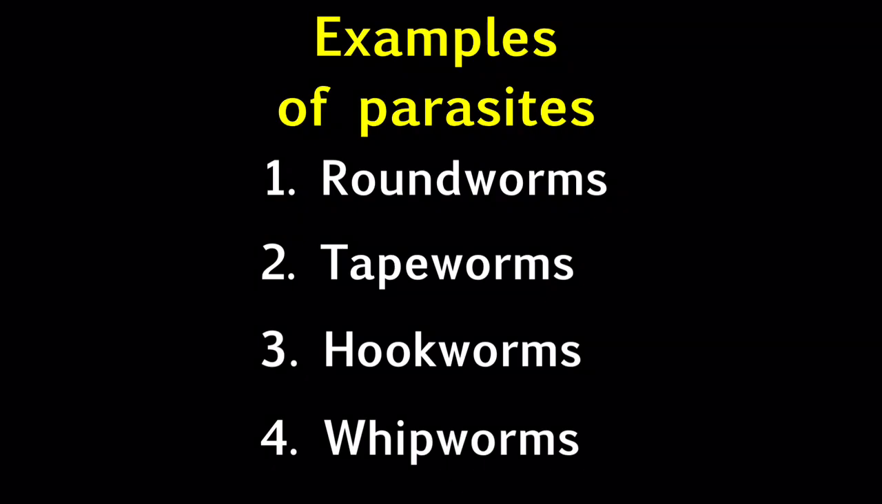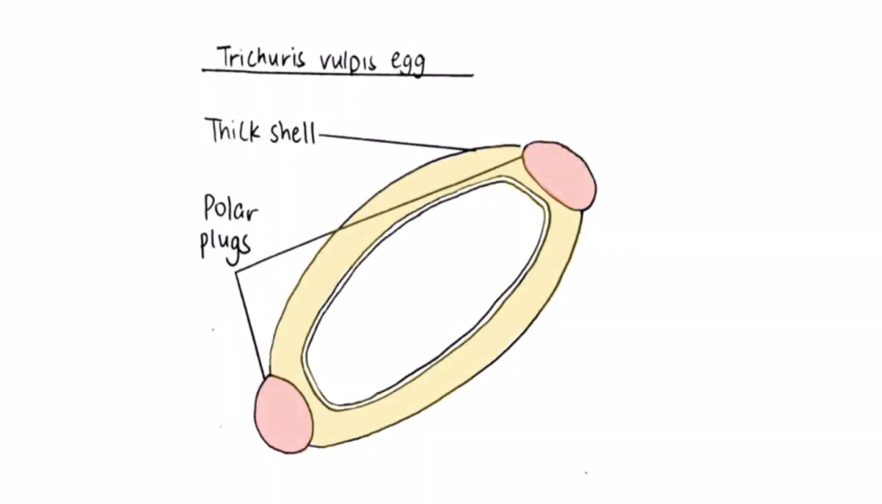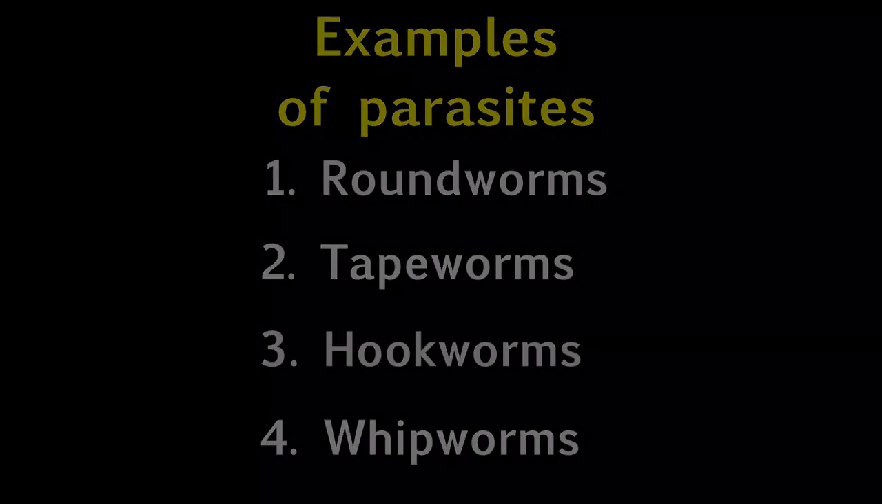Fourthly, for whipworms, this is the structure of its larva. Whipworms are also known as Trichuris vulpis, and they are commonly found in dogs. Its eggs are ovoid shaped with thick side walls. One special feature that makes this egg easy to identify is its polar plugs at the two ends of the egg. With this, we can identify the common parasites in stool samples.